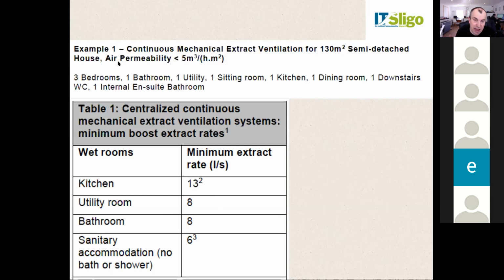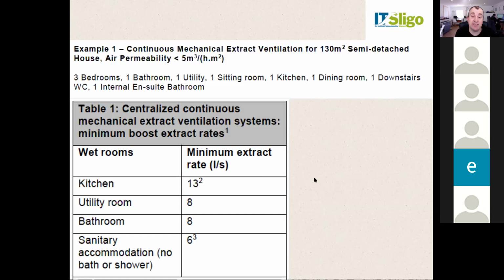So, recap on the house. We have 3 bedrooms, 1 bathroom, 1 utility, 1 sitting room, 1 kitchen, 1 dining room, 1 downstairs toilet, 1 internal ensuite bathroom. And what we're going to do is add up these numbers to see what the mechanical extract is for them. So the kitchen, how many kitchens have we got? We've got 1.